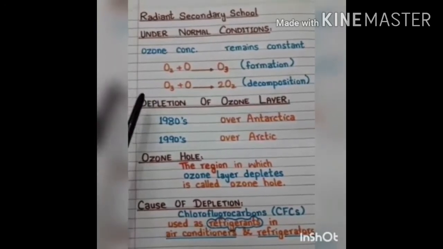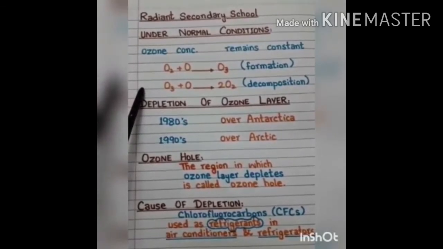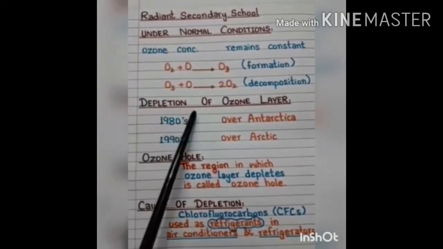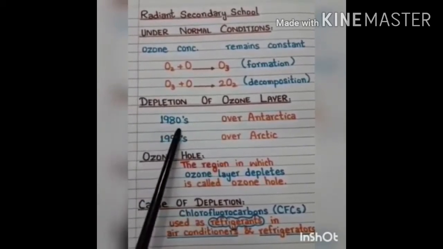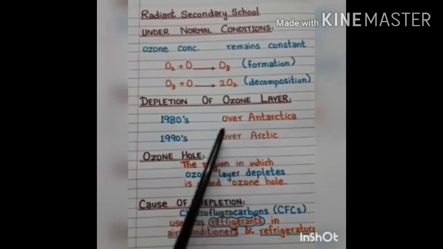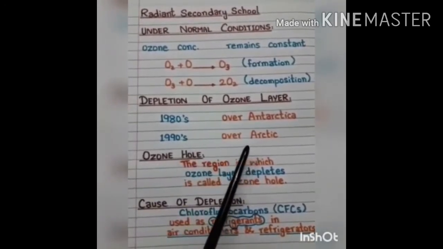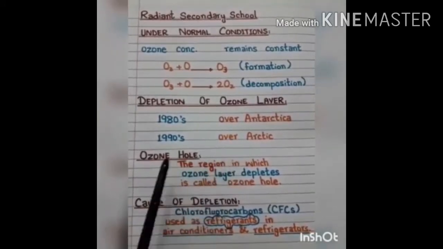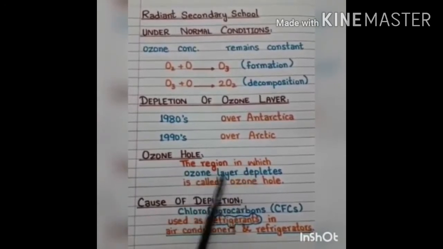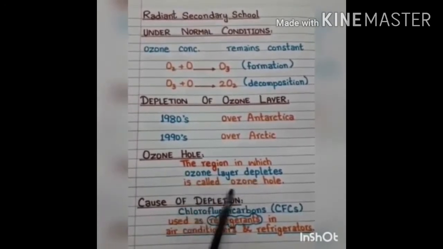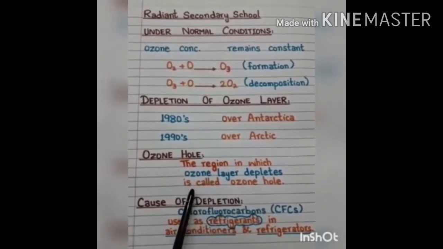But due to man-made activities, this ozone layer started to deplete. This depletion of ozone layer was first of all noticed in 1980s over Antarctica and in 1990s over Arctic. Now, due to this ozone depletion, ozone hole is formed. The region in which ozone layer depletes is called ozone hole. What is the reason of this ozone depletion?